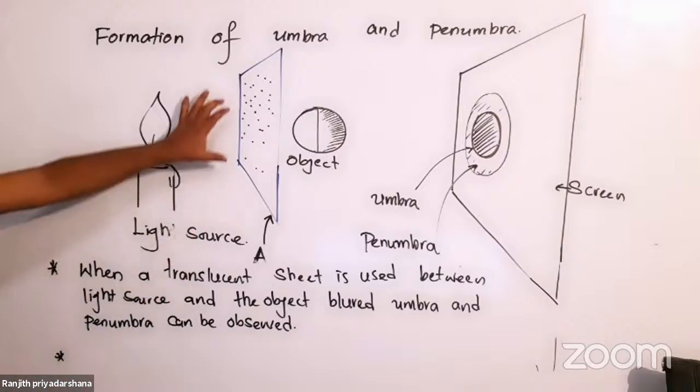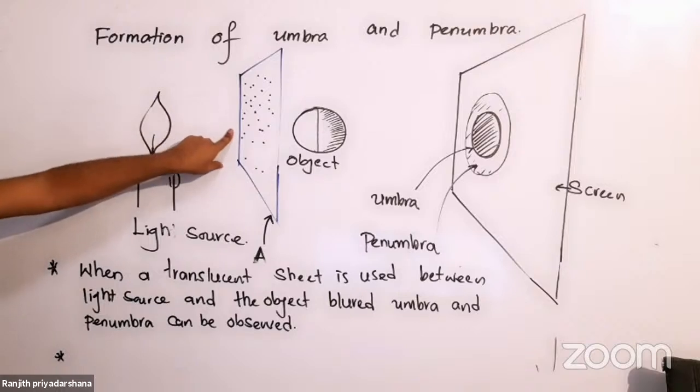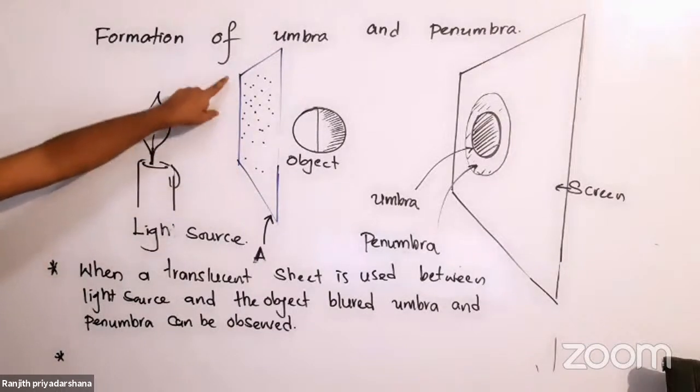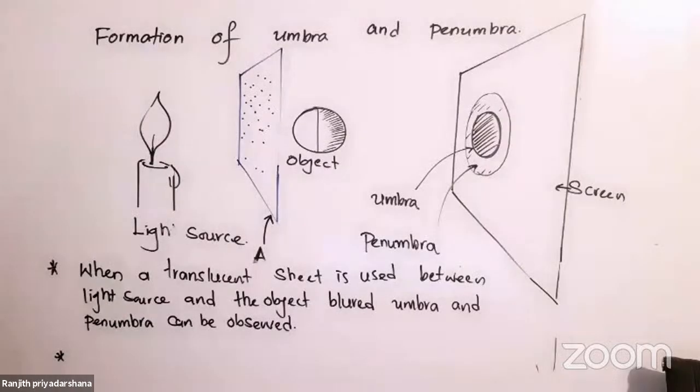Tell me one example for this translucent. Decorative glass, oil paper, tissue. Yes, oil paper, tissue.